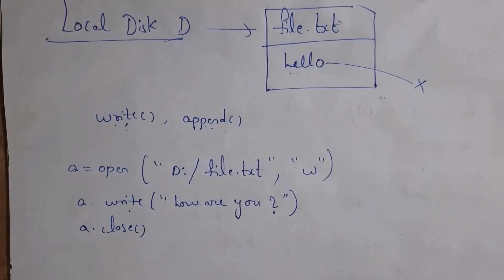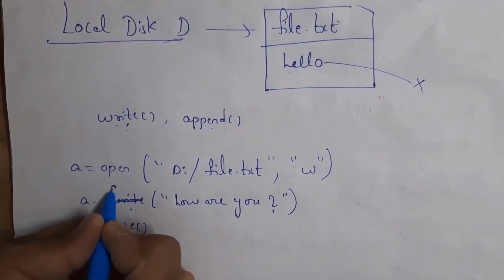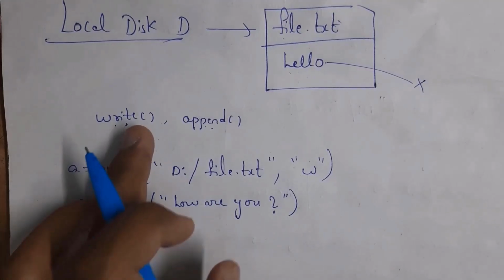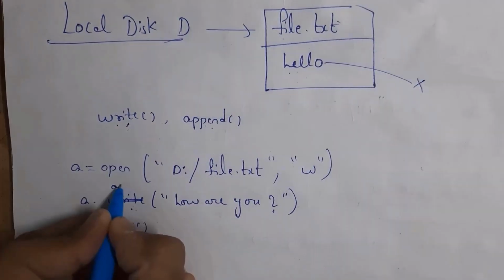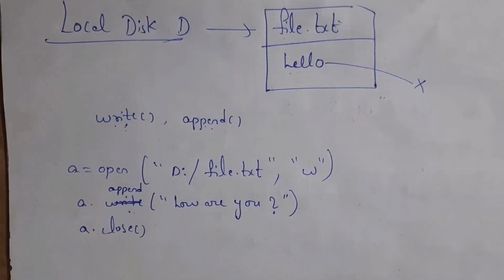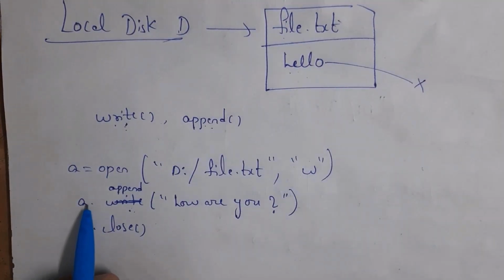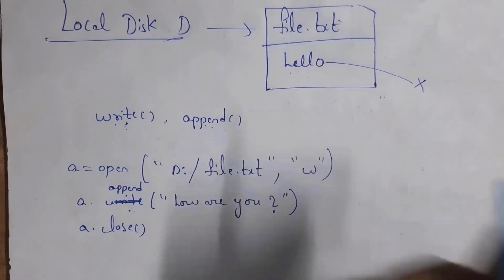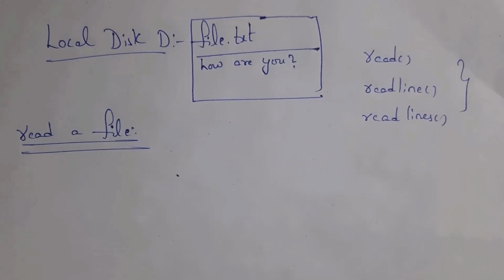Same example, just in place of writing a.write, just write here a.append. The difference between write and append method is that the write method will delete previous data and add new data, whereas by using append it will not delete data which is present in my file, it will just add this text at last. So whenever you write here a.append of how are you, it will not delete this hello and at last it will add how are you. Next I will explain how to read a file.